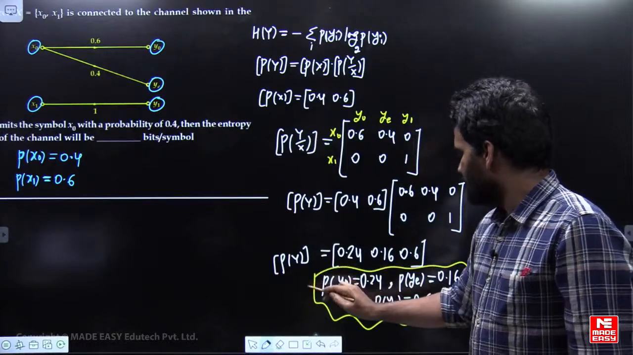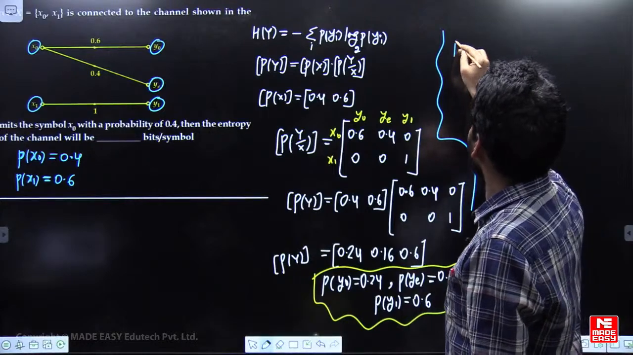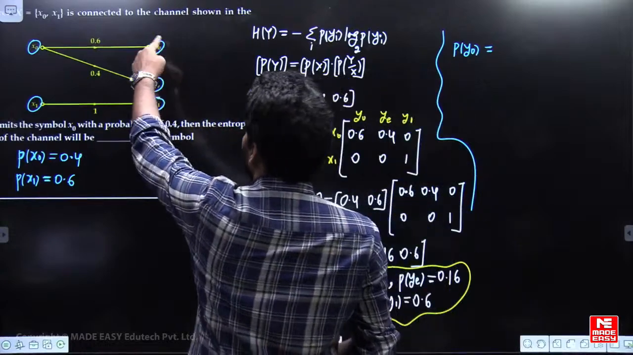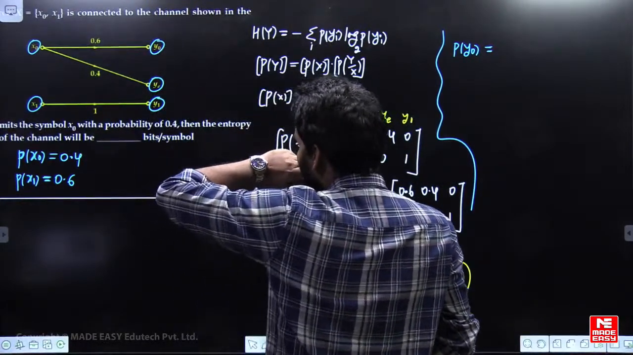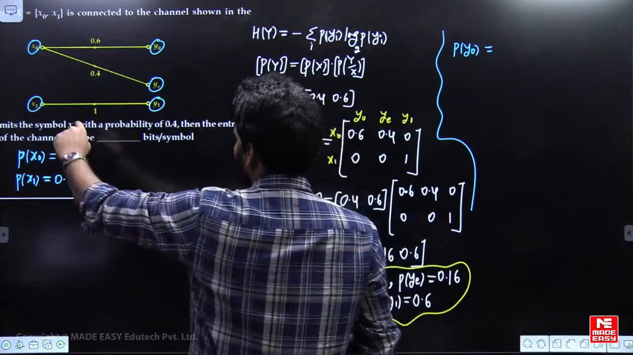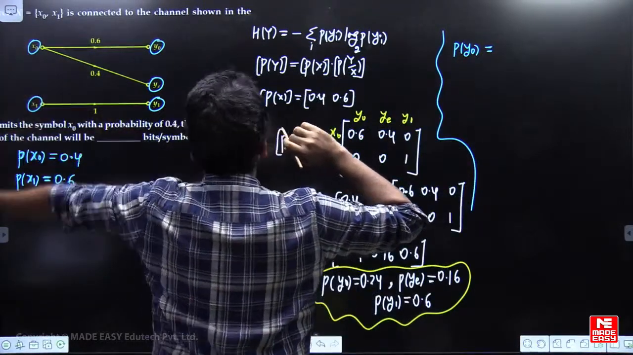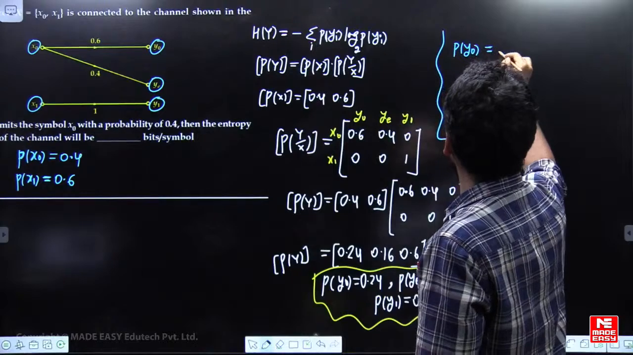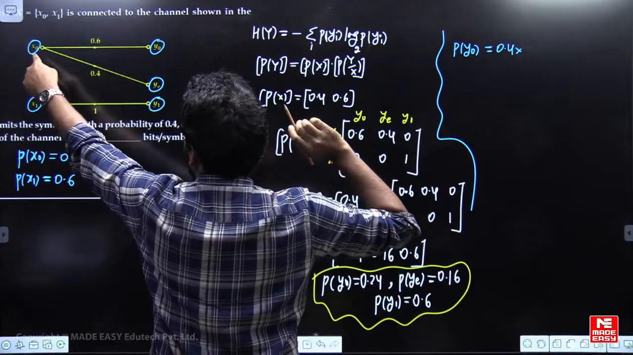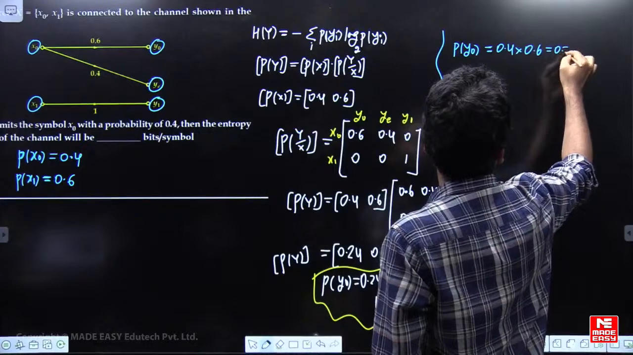You can get these receiver probabilities in another way also. If you see P(y0), to receive y0 at the output, the only possibility is that x0 should be generated and transmitted x0 should be received as y0, because there is no chance of x1 received as y0. What is the probability for x0 to be generated? 0.4, and the transmitted x0 should be received as y0. For transmitted x0 to be received as y0, what is the probability? 0.6. So this is 0.24, like that.